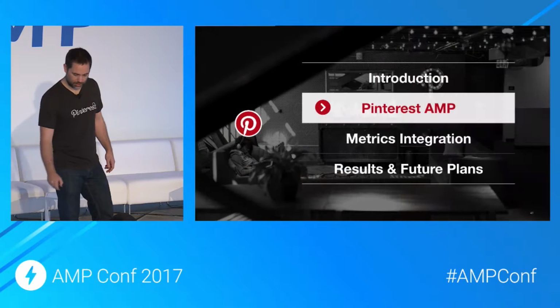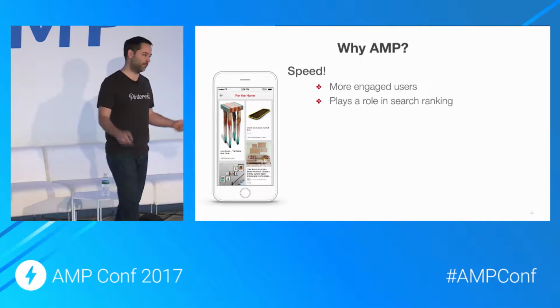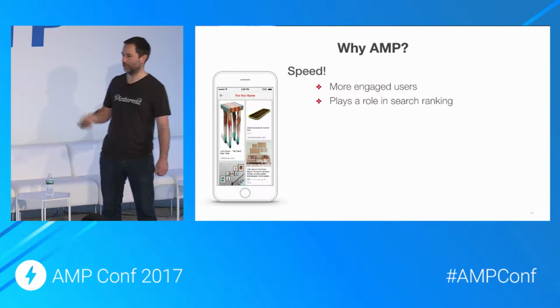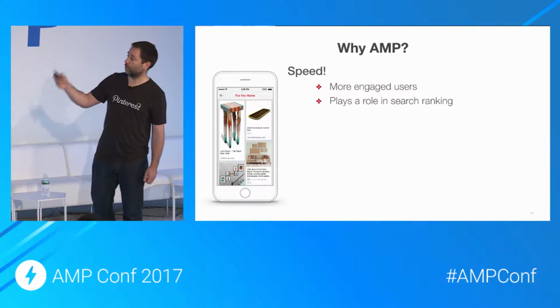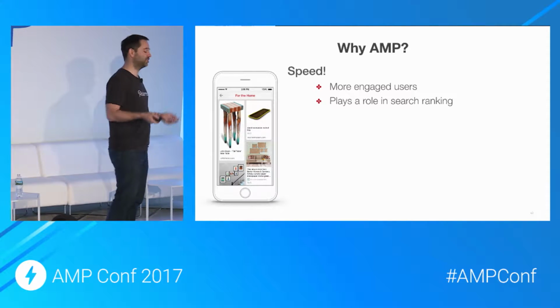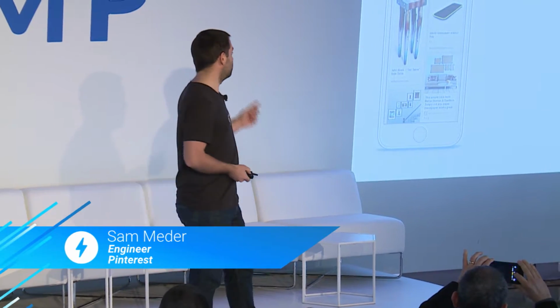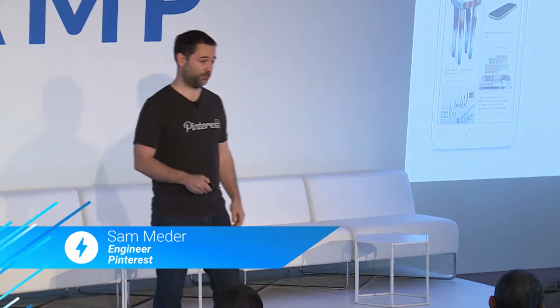And so next, I want to talk a little bit about AMP at Pinterest. So why AMP? This is a theme that you'll probably hear over and over again during this conference. Our primary reason for doing AMP is all about speed. We're not the first people to discover this, obviously, but faster loading pages mean more engaged users, or a better user experience in general. But not only that, speed also matters for search ranking and similar things. So faster speeds also drive more traffic for us.